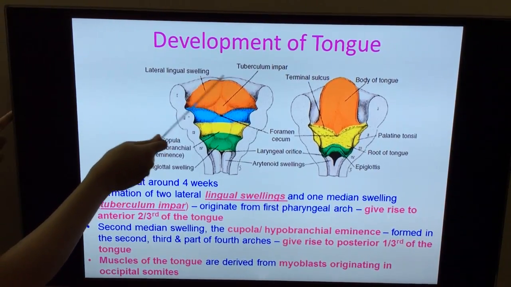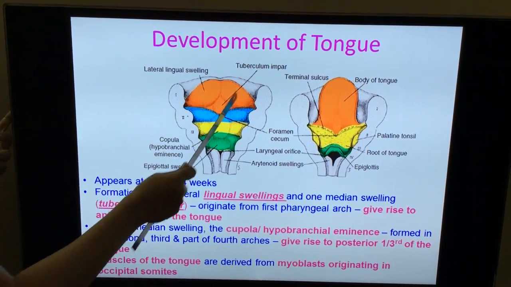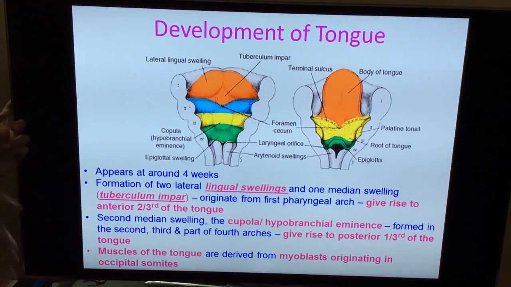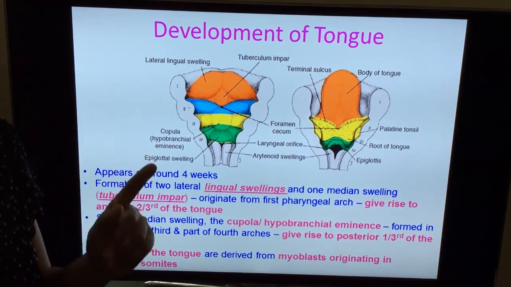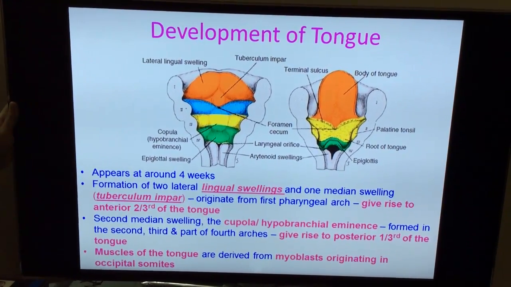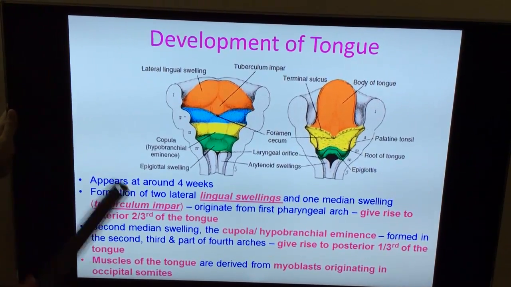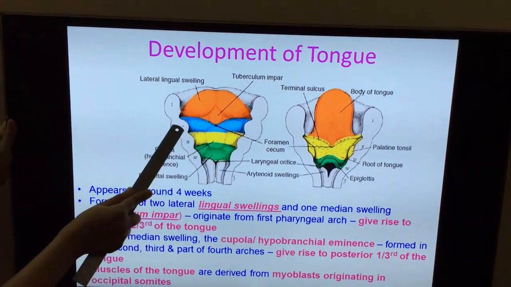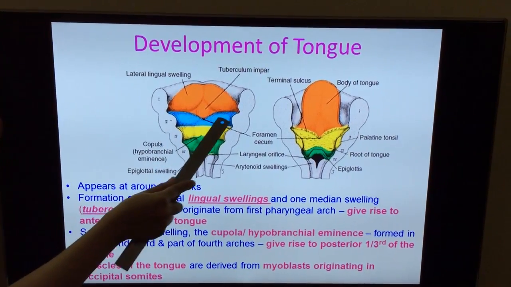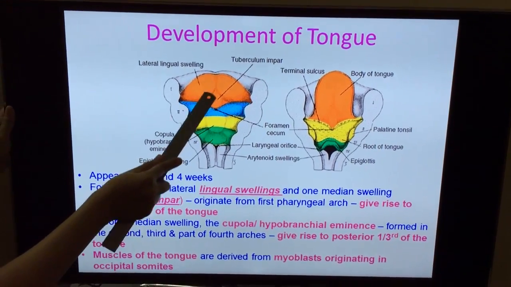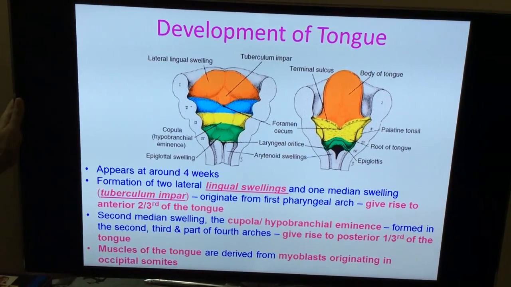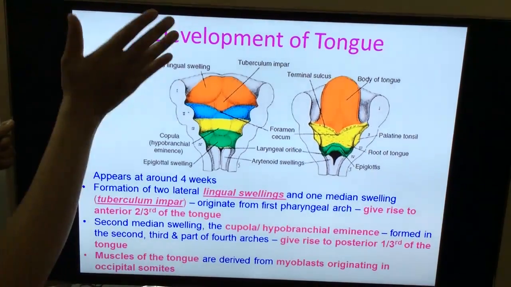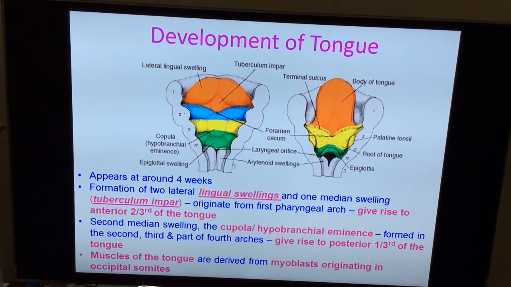But here at the anterior 2/3, since it is at the level of the first arch, only the general sensation is carried by the lingual nerve, which is a branch of the mandibular nerve. But the taste sensation is carried by the chorda tympani, which is a branch of the facial nerve. So this part of the second pharyngeal arch, some of the nerves migrate and carry the function of taste sensation from the anterior 2/3. So that's why there is a difference between the nerve supply of the anterior 2/3 and the posterior 1/3.